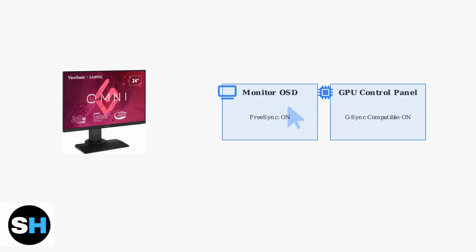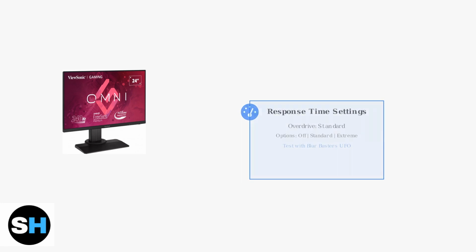Enable G-Sync or FreeSync in both the monitor's on-screen display menu and your graphics card control panel. This eliminates screen tearing by synchronizing frame delivery. Adjust the overdrive or response time setting to minimize ghosting without introducing inverse ghosting. Use the Blur Busters UFO test to find the optimal balance.